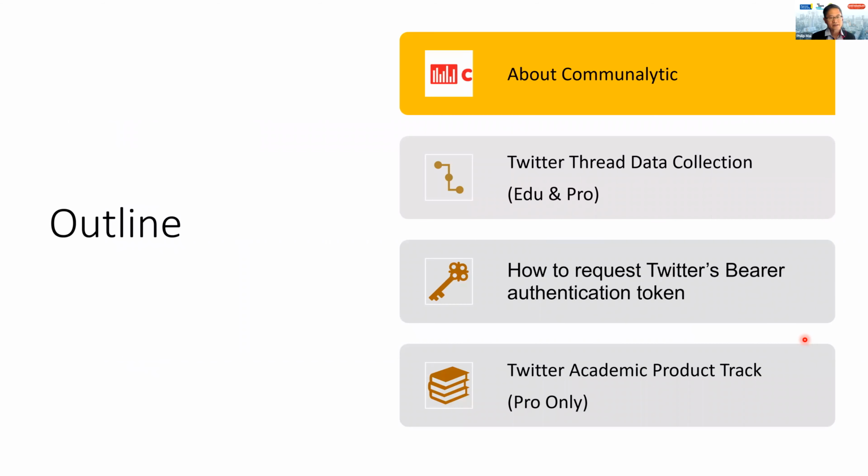For today's presentation, because I know some of you are joining us for the first time, and for many of you this is your 3rd session, I'm going to do a quick overview of Community again. I apologize to those who've heard it the previous 2 times. Then we're going to talk about the Twitter thread data collection and then how to request a Twitter authentication token from Twitter so that you can get data from Twitter via Community. And then Anatoly is going to go over the Twitter Academic Product Track at the end.